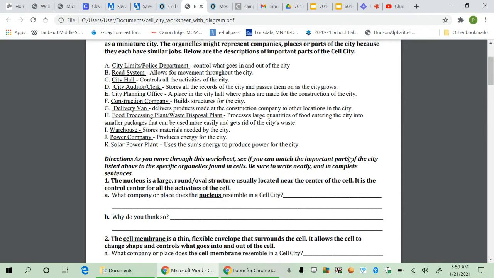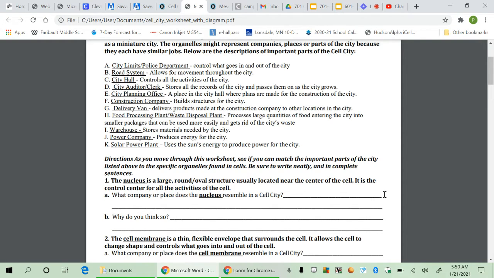Now, one nice thing about this packet is that it does go through all of the functions of the parts of the cells. You do not need to go and find them in another source, whether that's the textbook or your cell parts notes. They've got all the information you're going to need right here. So the nucleus is a large, round, oval structure, usually located near the center of the cell. It's the control center for all the activities of the cell.